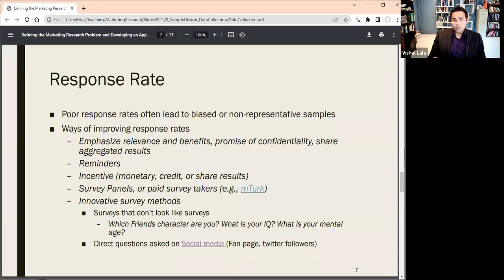In Qualtrics, this works by setting up a panel and making sure that you upload the set of email addresses to the Qualtrics platform, and then it tracks who has responded, who hasn't responded, only sending reminders to those who have not responded. Incentives, of course, work great.